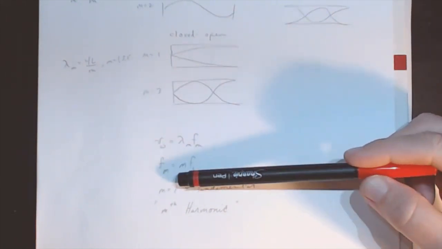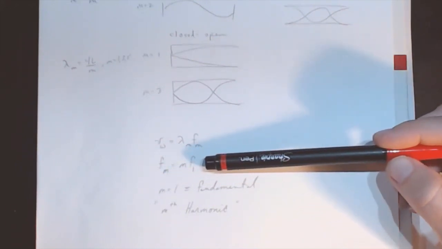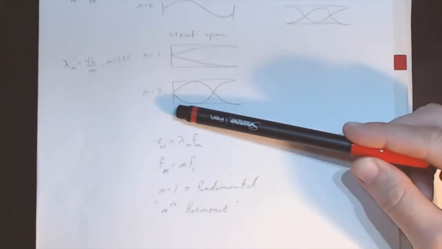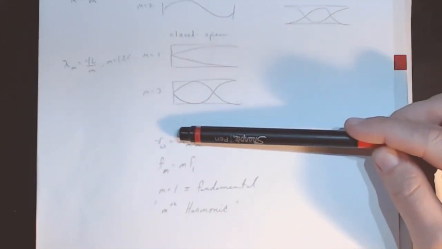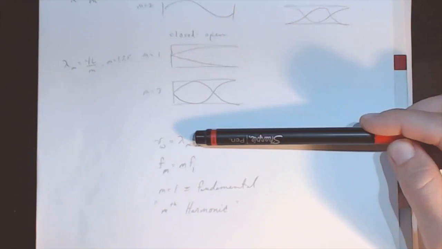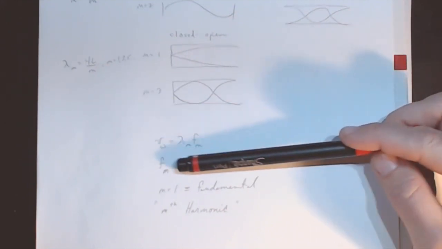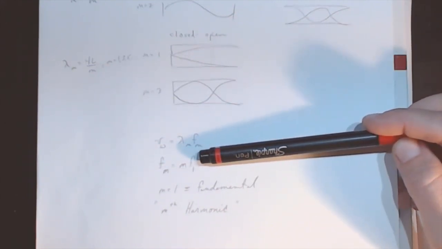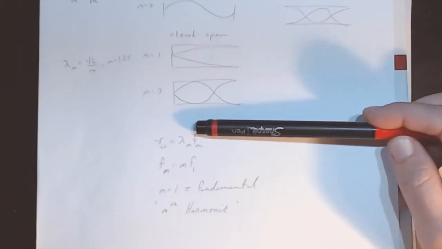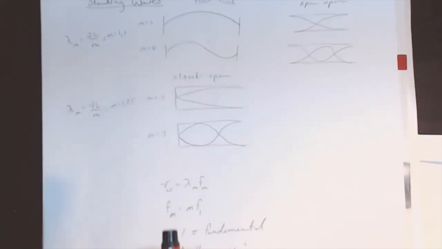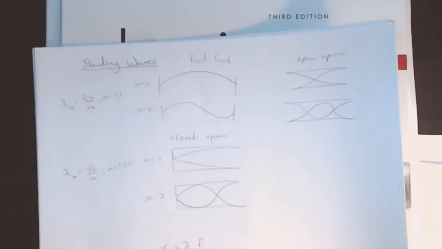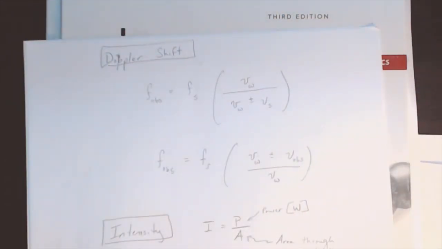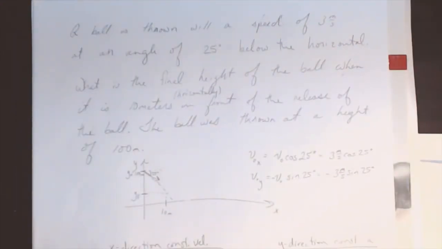The frequency of the mth harmonic is m times the fundamental frequency, and the wave speed is the wavelength of the mth mode times the frequency of the mth mode. Remember, your wave speed can always be calculated by the wavelength, lambda, times the frequency. And so as long as you know the wave speed, you can go back and forth between lambda and f. Doppler shift, we just did this one, so I'm just going to skip through. We did it in lecture.